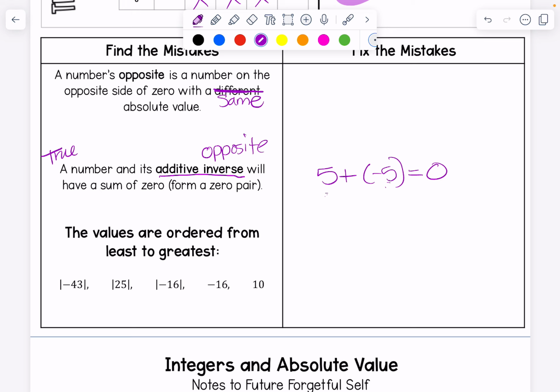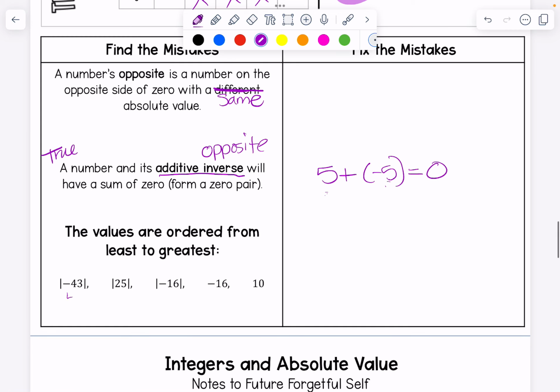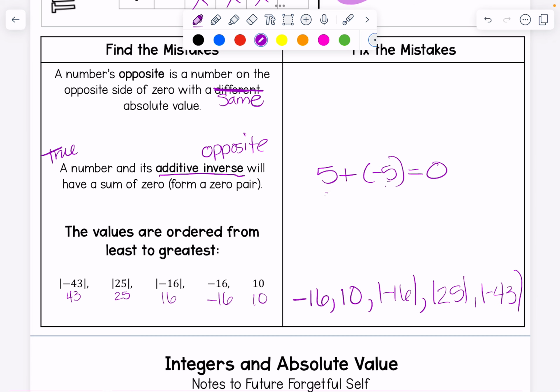And then down here, the values are ordered from least to greatest. If we look here, I have the absolute value of -43, that's 43. The absolute value of 25 is 25. The absolute value of -16 is 16. Here I just have -16, and here I have 10. So these are not in the correct order right now. If I were to order them correctly, we'd start with that -16, then the 10, then the absolute value of -16, the absolute value of 25, and the absolute value of -43.